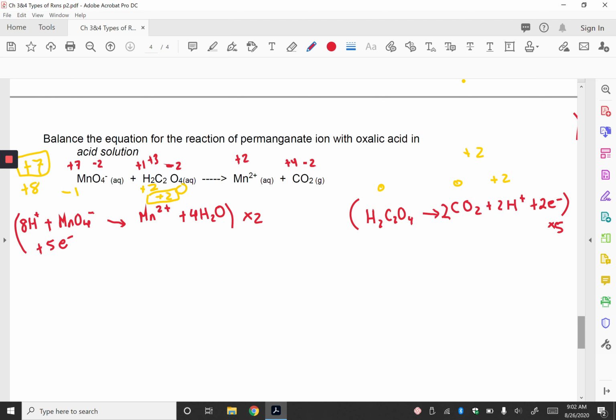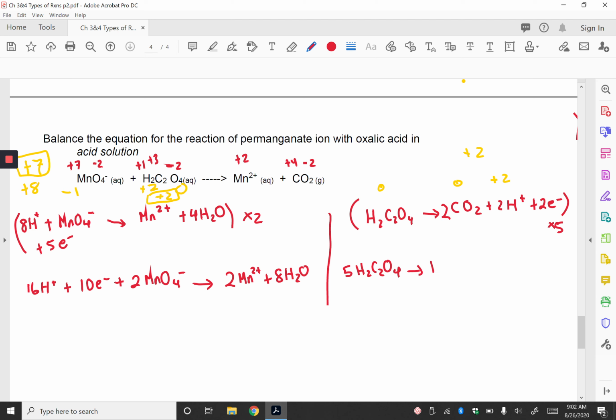So I'm going to rewrite it multiplied by 2. So that would be 16H+ plus 10 electrons plus 2 MnO4- yields 2 Mn2+ plus 8H2O. Okay, on the other side I'm going to multiply by 5, so I'm going to say 5H2C2O4 yields 10 CO2 plus 10 H+ plus 10 electrons.